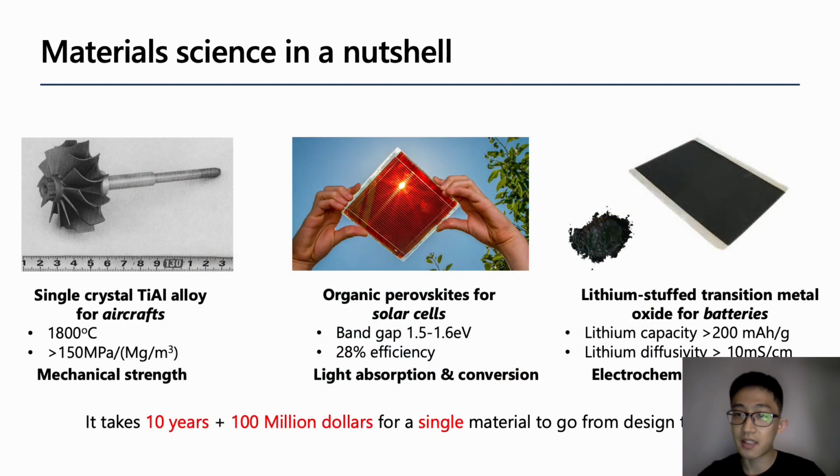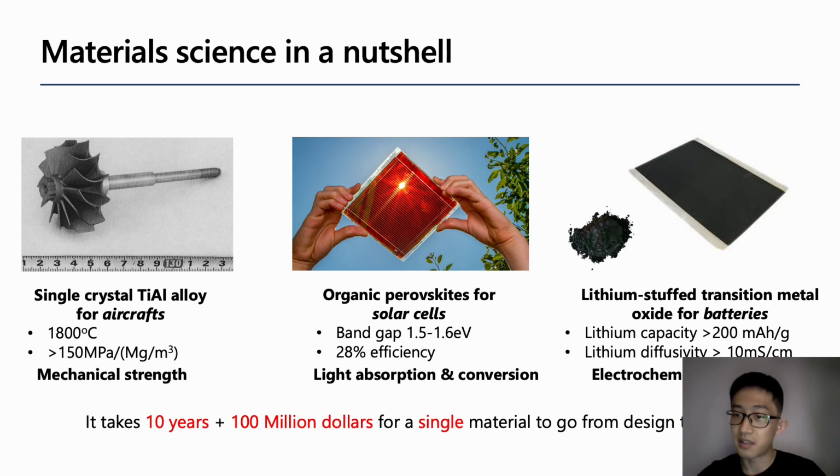So after looking at these old materials, let's look at something new, the stuff material scientists are looking at every day now. So on the left-hand side is this metallic alloy that is used in aircrafts. So these alloys need to be very strong under very harsh conditions, like very, very high temperatures, like 180,000 degrees high, while still remaining 150 megapascal modulus.